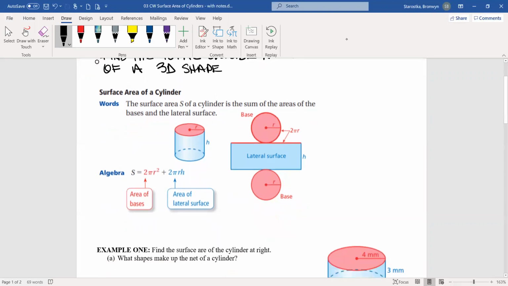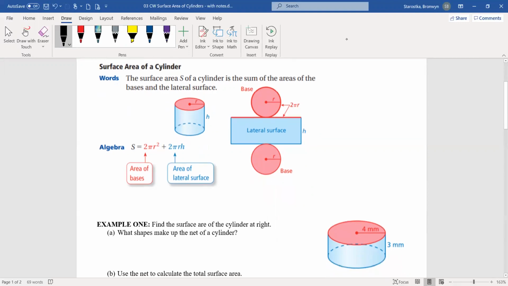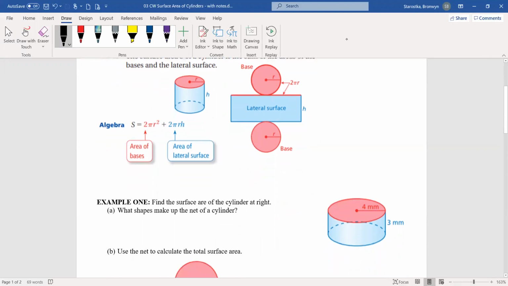So the surface area of a cylinder. The surface area of a cylinder is the sum of the areas of the bases, and those bases are circles, and the lateral surface. And notice that the paper label on your Campbell soup can is actually a rectangle.